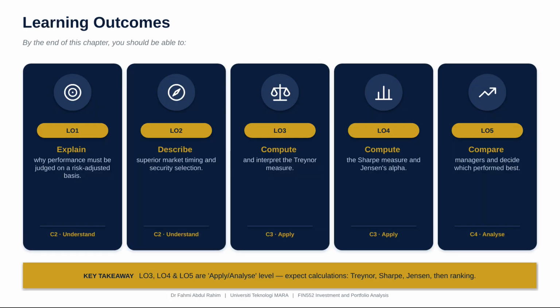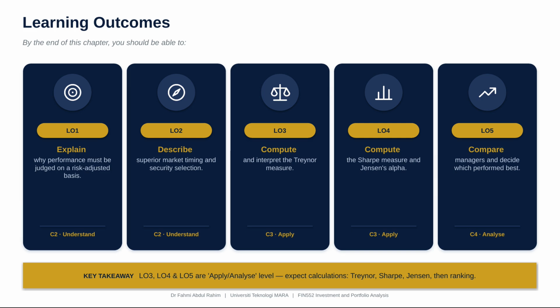Here are our 5 learning outcomes, each tagged with its Bloom's taxonomy level. The first, an understand level outcome, is to explain why a manager's performance must be judged on a risk-adjusted basis rather than on raw return. The second, also understand level, is to describe the two ways a manager can add value: superior market timing and superior security selection. The third, an apply level outcome with real calculation, is to compute and interpret the Treynor measure.